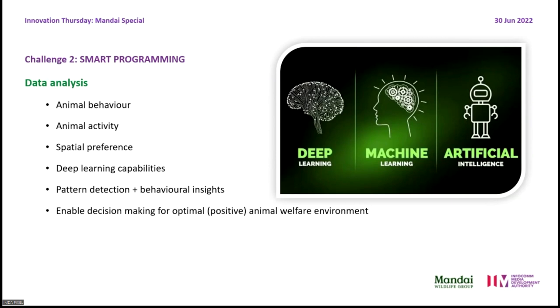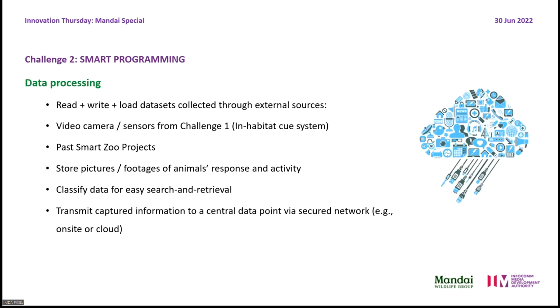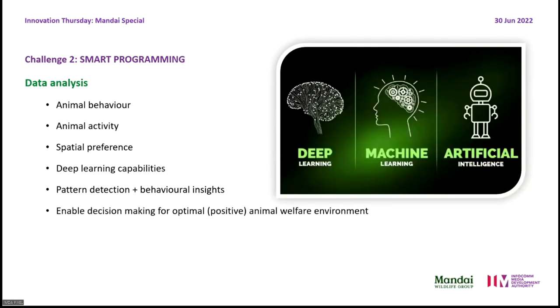We want to really understand our animals' behavior, their activity patterns, and their spatial preferences within our habitats, and deep learning capabilities in making some inferences and conclusions based on this information is really, really interesting. Pattern detection, because we know that animals have certain repertoires and behaviors that they stick to, and understanding them within a closed habitat system within Mandai is also very unique, and this is something that we could really work on quite a bit.